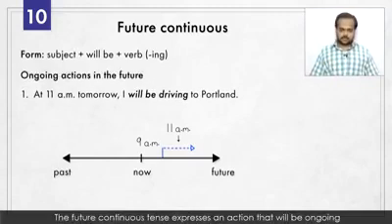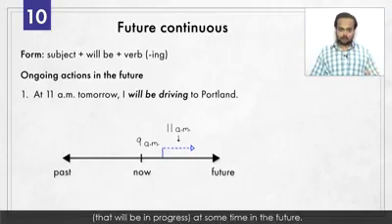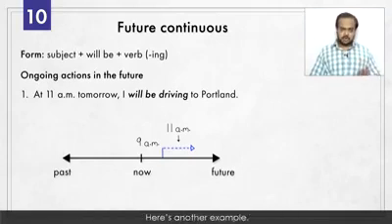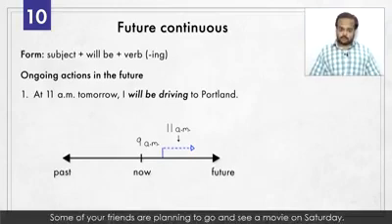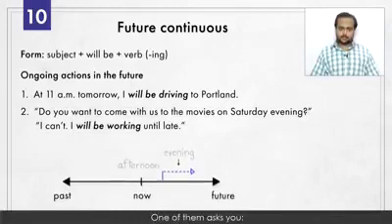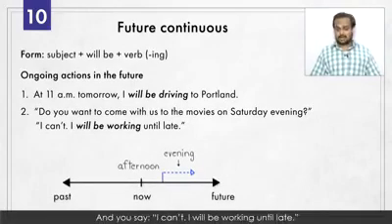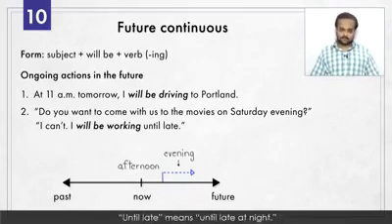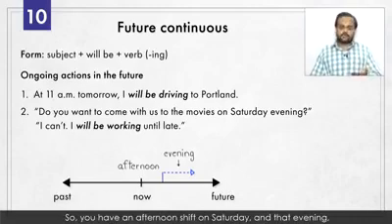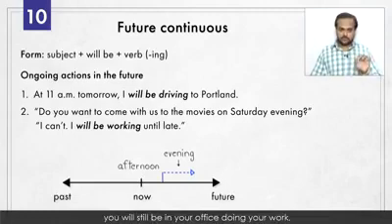The future continuous tense expresses an action that will be ongoing, that will be in progress at some time in the future. Here's another example. Some of your friends are planning to go and see a movie on Saturday. One of them asks you, hey, do you want to come with us to the movies on Saturday? And you say, I can't. I will be working until late. Until late means until late at night. So you have an afternoon shift on Saturday, and that evening you will still be in your office doing your work, so you can't go to the movies.